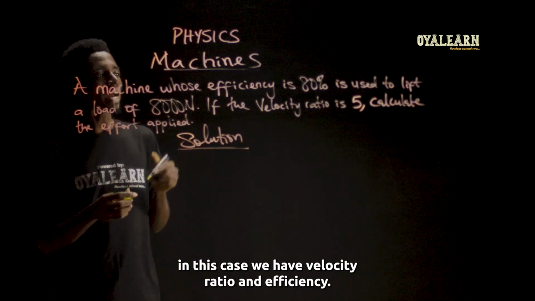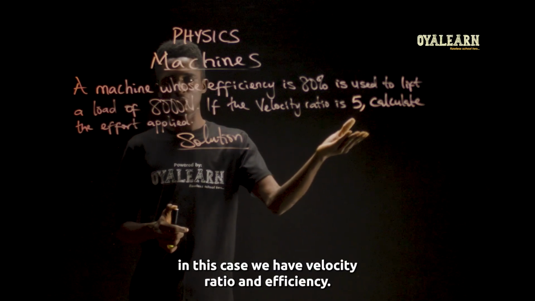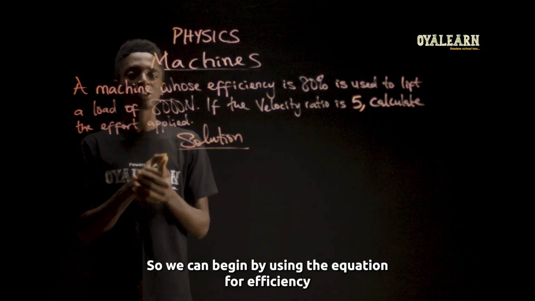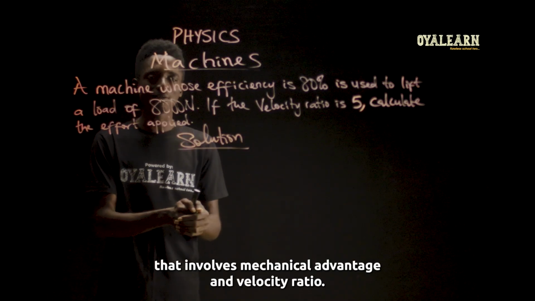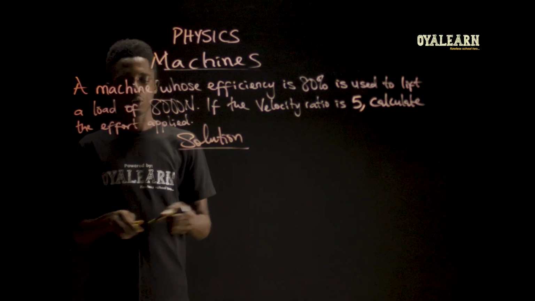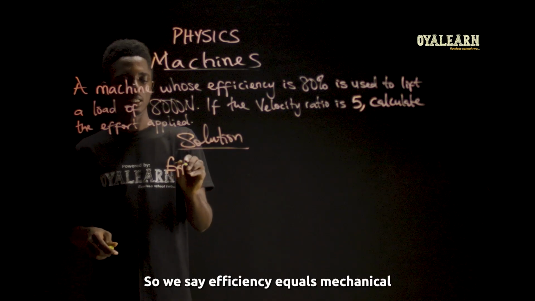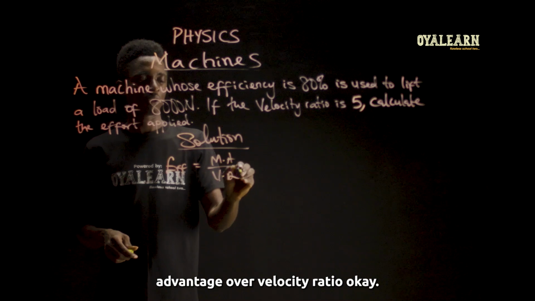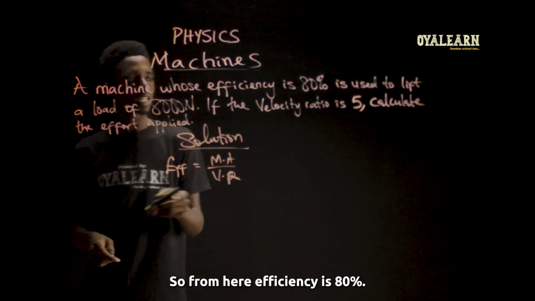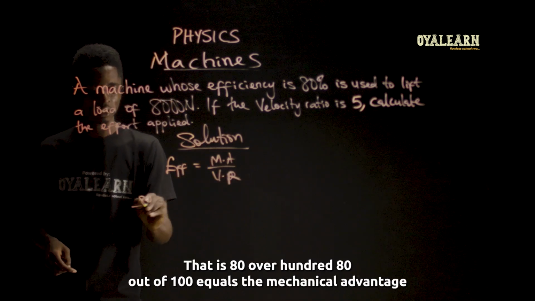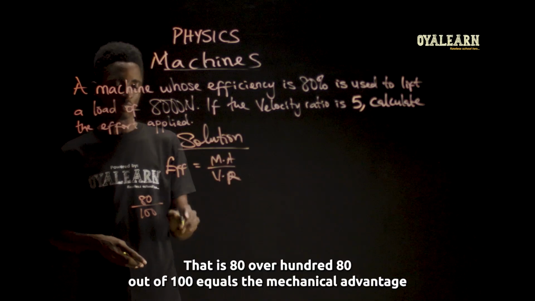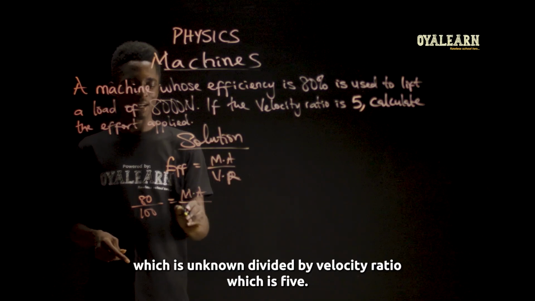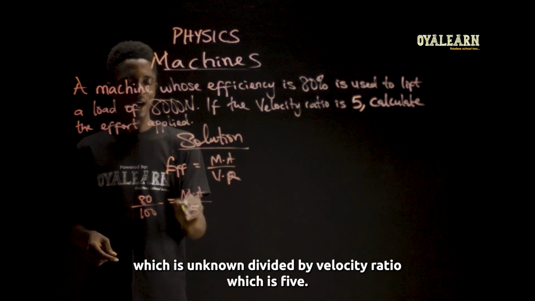Now, you see that in this case, we have velocity ratio and efficiency. So we can begin by using the equation for efficiency that involves mechanical advantage and velocity ratio. So we say efficiency equals mechanical advantage over velocity ratio. Okay? So from here, efficiency is 80%, that is 80 over 100. 80 out of 100 equals the mechanical advantage, which is unknown, divided by velocity ratio, which is 5.